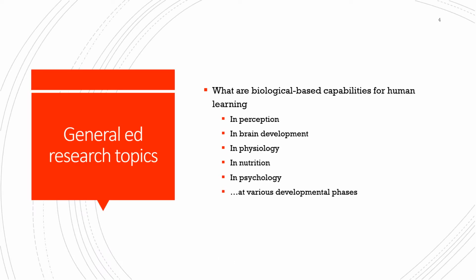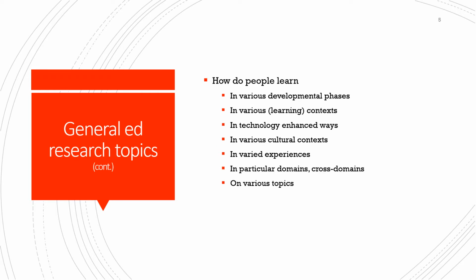So let's begin by doing a quick overview of some of the general educational research topics. One of the major areas has to do with what are the biological-based capabilities for human learning, and why has it evolved to the state that it's in, and what are ways to create trainings and learning in alignment with human capabilities. And then how do people learn? What are the various ways they acquire knowledge and skills and abilities?